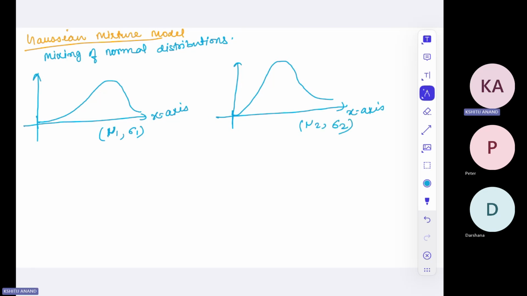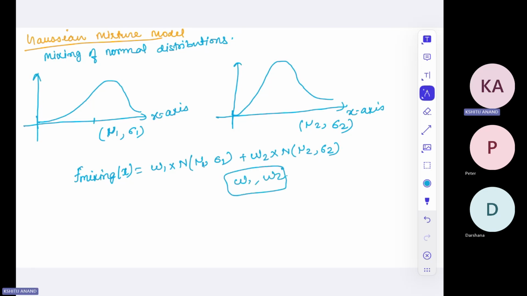So now how does mixing happen? Let's understand it this way. The mixing happens this way: f(x), which is the probability density function of the mixture, will be W1 into normal distribution of mu1, sigma 1, plus W2 into normal distribution of mu2, sigma 2. What are W1 and W2? They are weights.